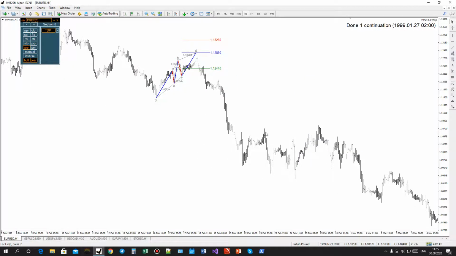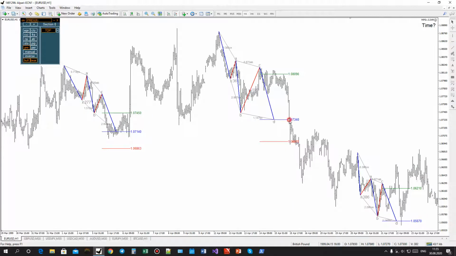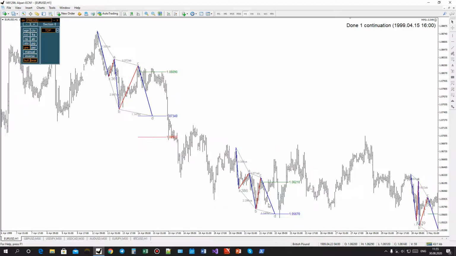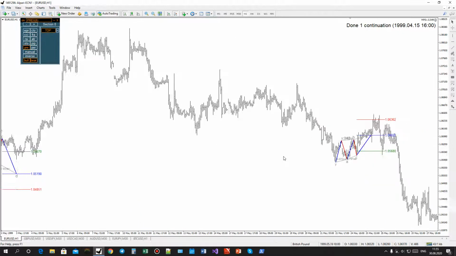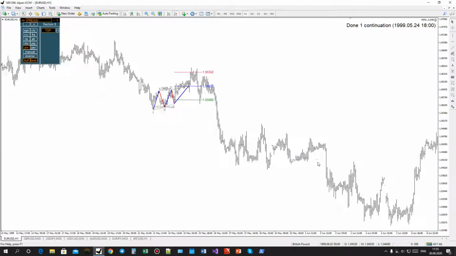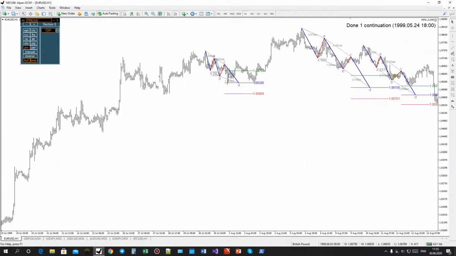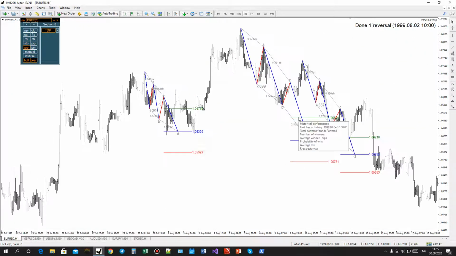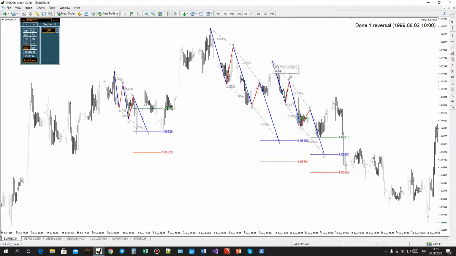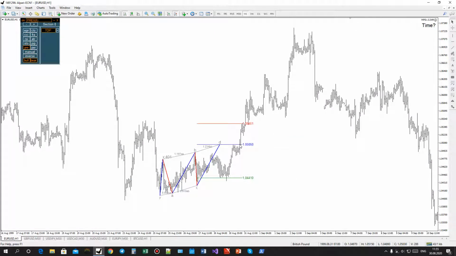This one undershoots. This one was wonderful. This one was a loss. This one undershoots and invalidates the pattern before it actually completes. This one is a stop loss. This one invalidates the pattern. This one is okay, a winner. This one invalidates the C point. So this one goes okay.